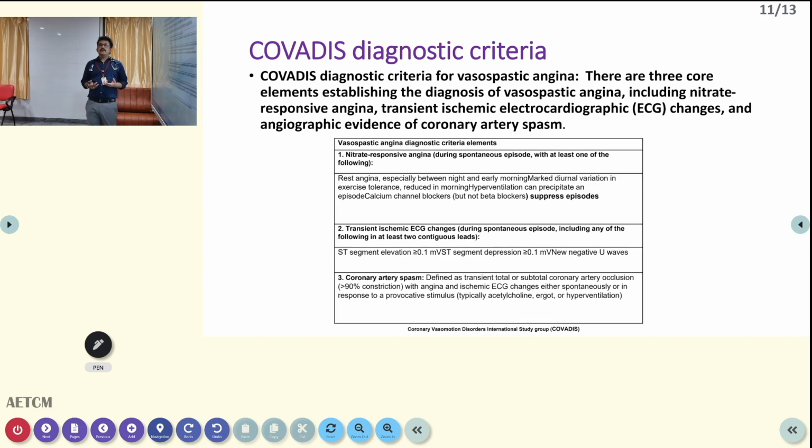And there is a criteria called the Japanese Circulation Society criteria. It is a diagnostic criteria for vasospastic angina. There are 3 core elements establishing the diagnosis of vasospastic angina, including nitrate responsive angina, transient ischemic electrocardiographic changes, that is ECG ST elevation, and angiographic evidence of coronary artery spasm. So these important 3 criteria should be there to make a diagnosis of vasospastic angina.